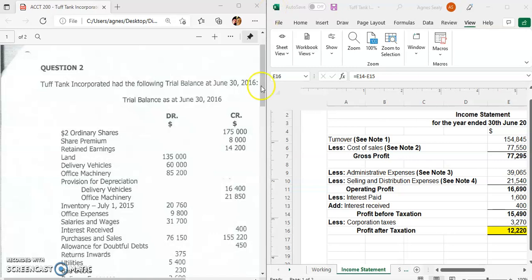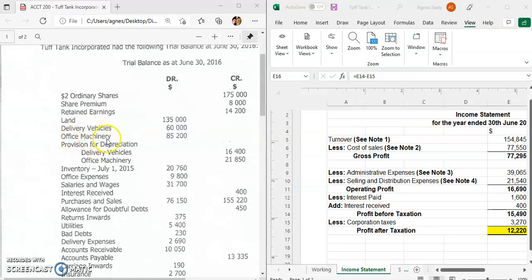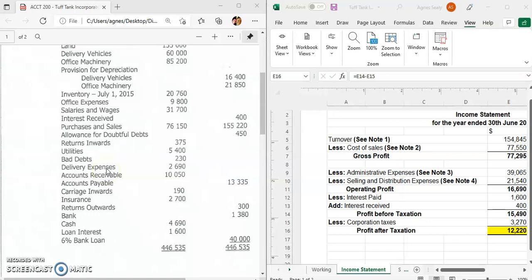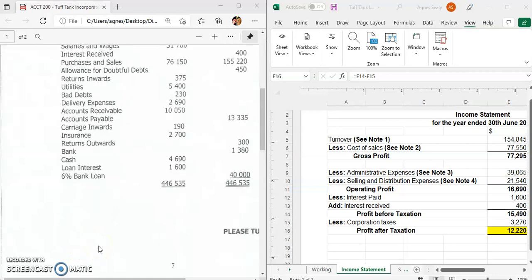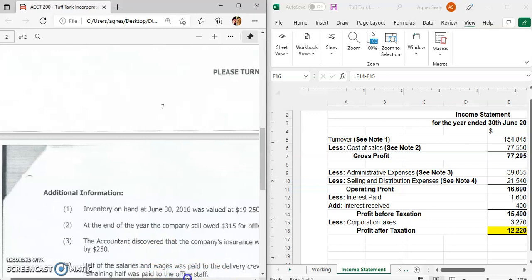Now, we would have had this question here, and if we look at it, we can see our statement of financial position items such as ordinary shares, share premium, retained earnings, land, delivery vehicles, office machinery. We also have accounts receivable and accounts payable. We have bank and cash, and we have a non-current liability called a bank loan.